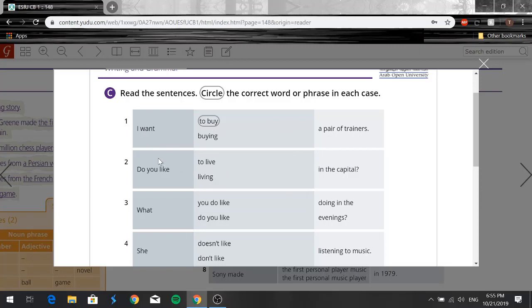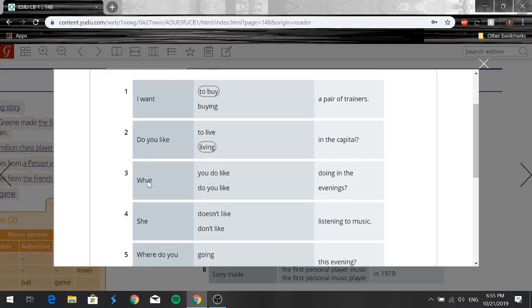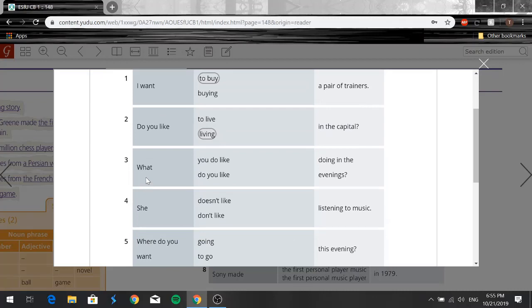2, do you like to live in the capital or living in the capital? We'll say living, ing, because this is a gerund, if you guys remember, for the second verb after like. 3. What do you like or do you like doing in the evenings? Okay, we'll say, what do you like doing in the evenings, right?